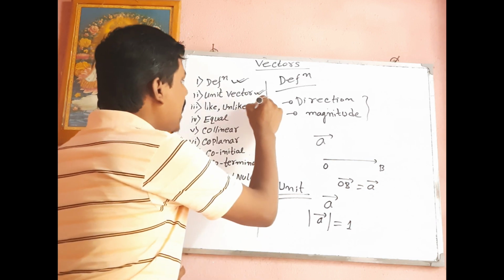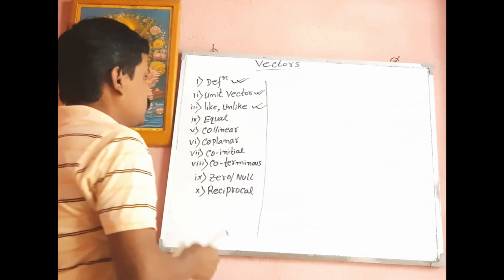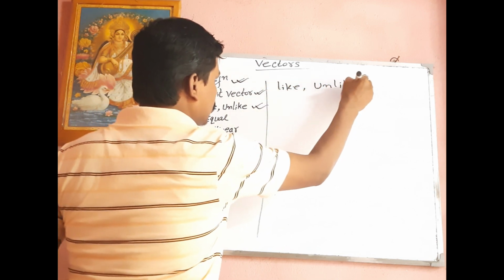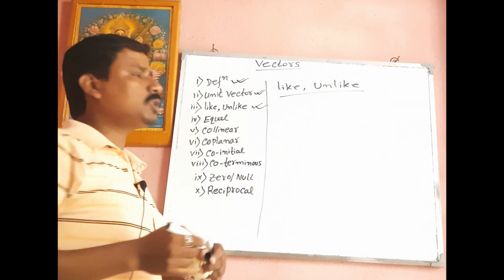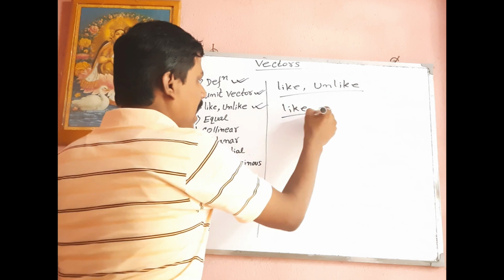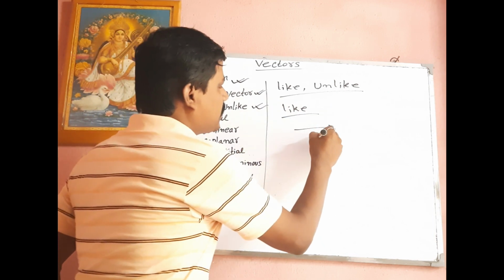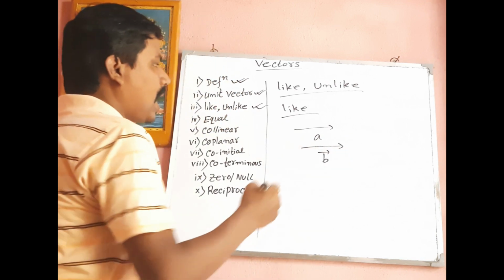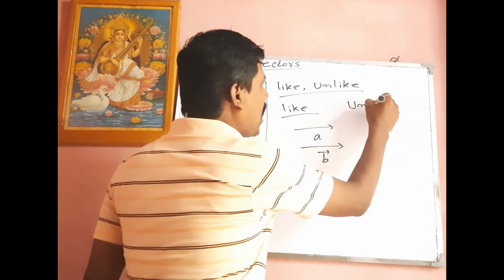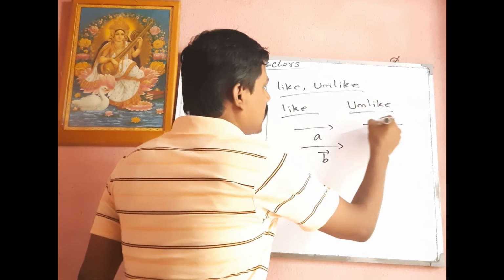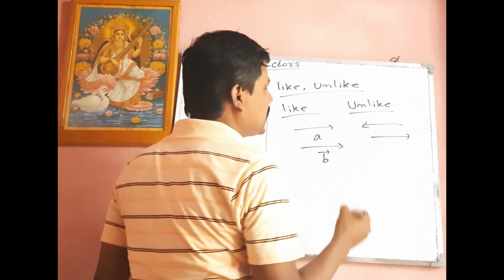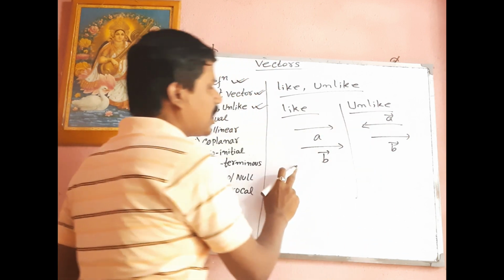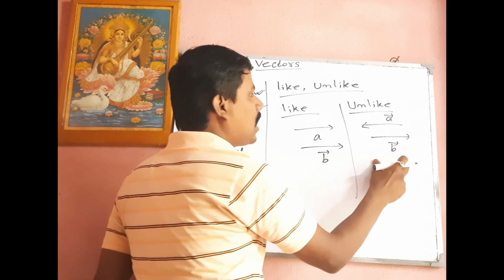Now we move to the like vector and unlike vector. Like vector means same direction and the same sense. Same direction and the same sense is called the like vector. And unlike vector is not same in the direction. This is the vector A and this is the vector B. This is the example of like vector, and this is the example of unlike vector.